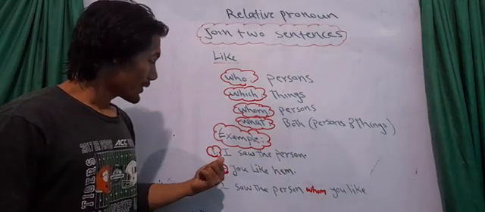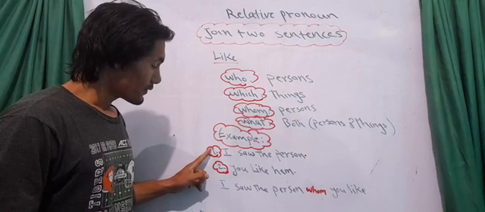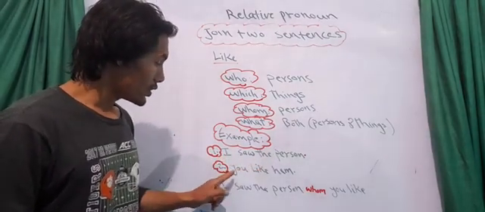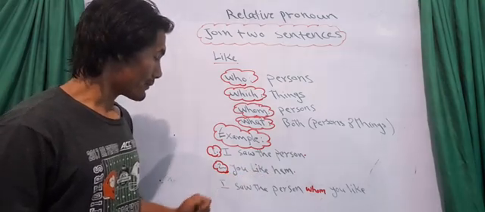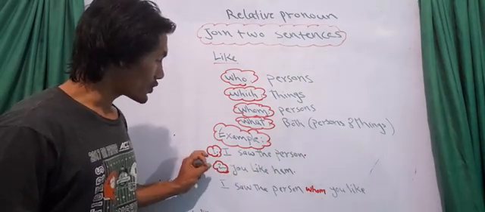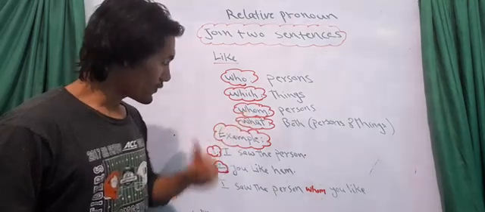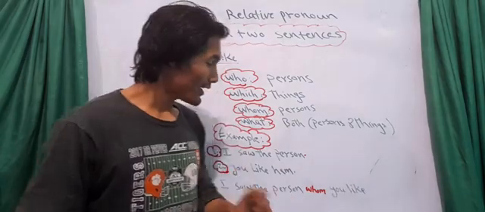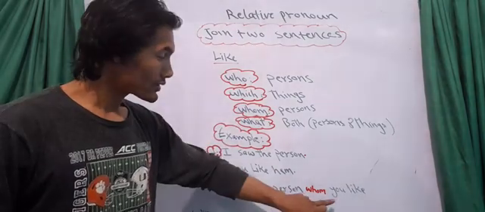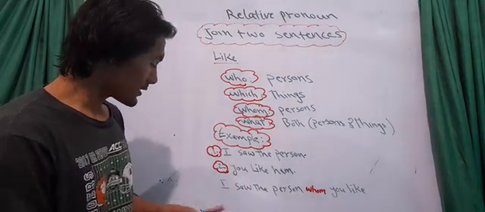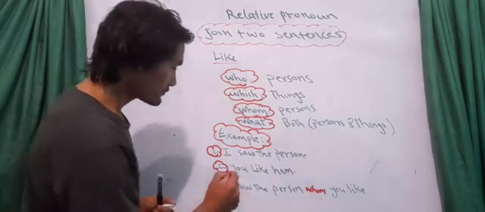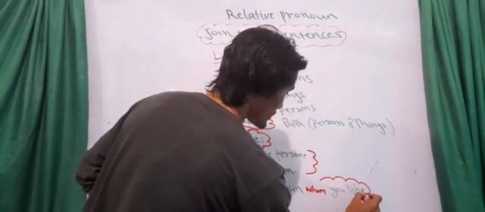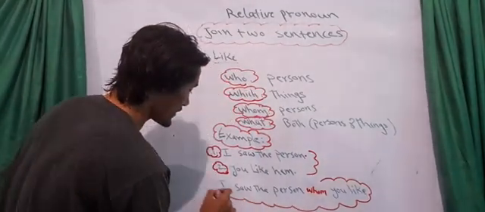For example, we must join the first sentence to the second sentence. I saw the person. Who you like him. We can join this with the help of whom. I saw the person whom you like. Okay? Whom is used to join two sentences together. Okay? These two sentences join and make this sentence. Okay?